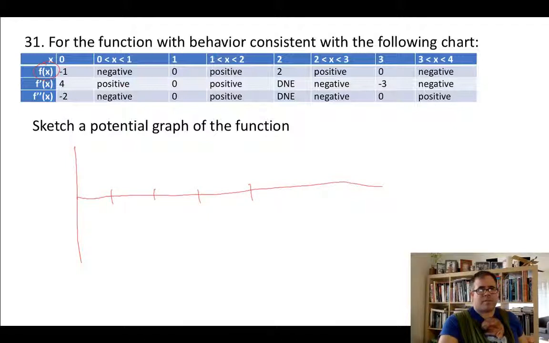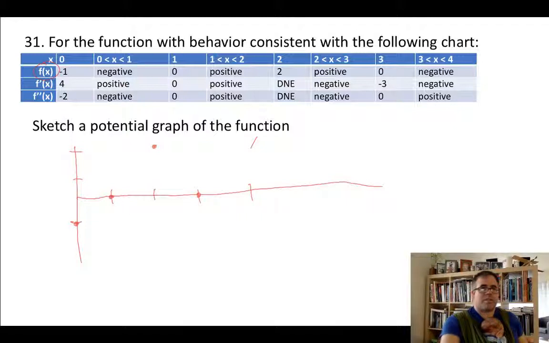We have f of x is going to start at -1. It's going to go up to 0. It's going to go up to 2. It's going to go back down to 0. And then that's all the things from our f information.